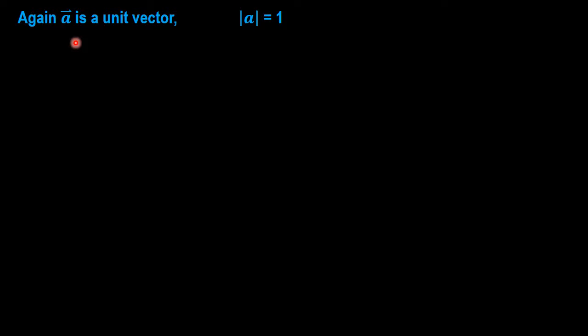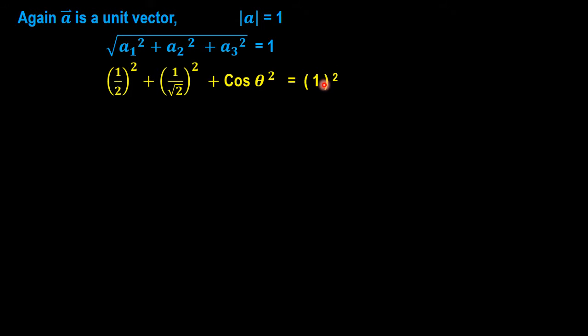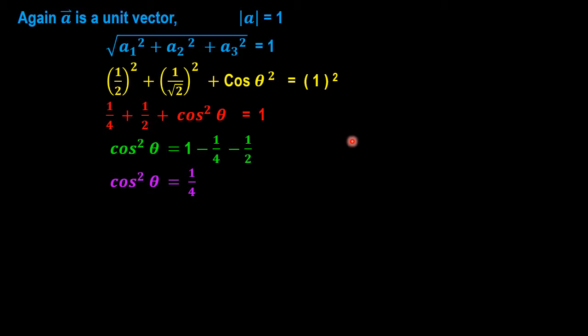Now in the question it is said that A vector is a unit vector, so its magnitude will be 1. The formula for the magnitude of A vector is given by under root A1 square plus A2 square plus A3 square. So right hand side there is 1. Now here we put the values of A1, A2 and A3, which we have obtained earlier. So A1 is 1 by 2, A2 is 1 by root 2 and A3 is cos theta. So after replacing the value and taking this square root symbol to the right hand side, it will be square. And after simplification here, we will get cos square theta equals 1 by 4.